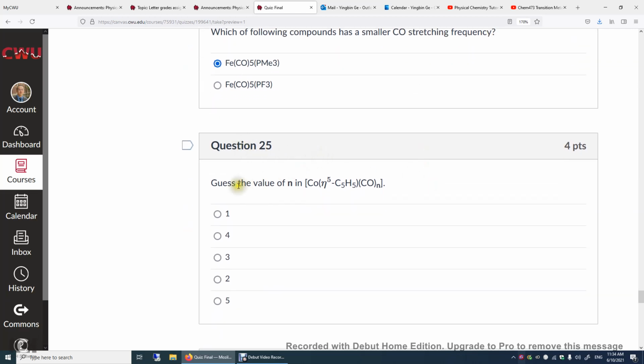Question 25. Guess the value of N. We're going to assume the 18 electron rule. Let's say this cobalt is surrounded by 18 valence electrons. And this is a neutral complex, so I'm going to assume this cobalt is cobalt 1 with an oxidation number of 1 because this is likely -1. Cyclopentadiene anion with -1 charge and 6 pi electrons here.